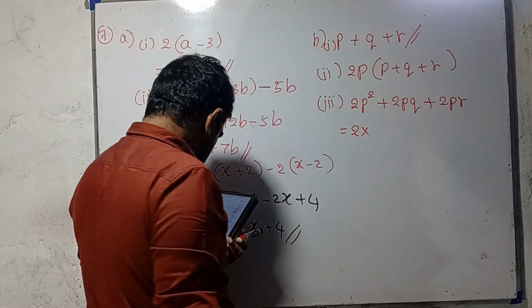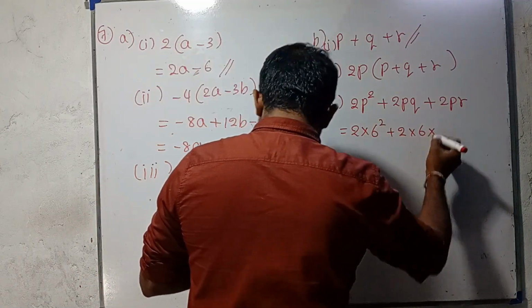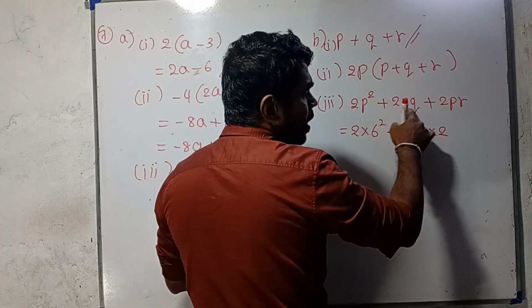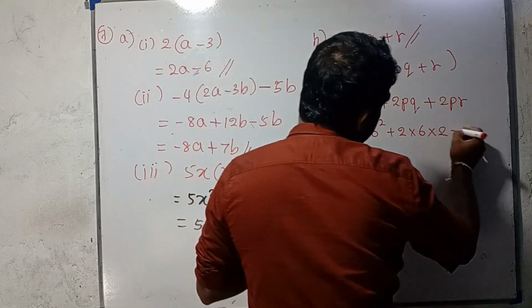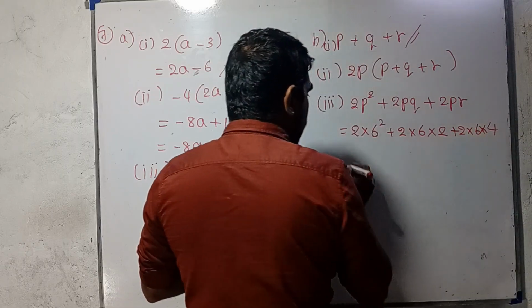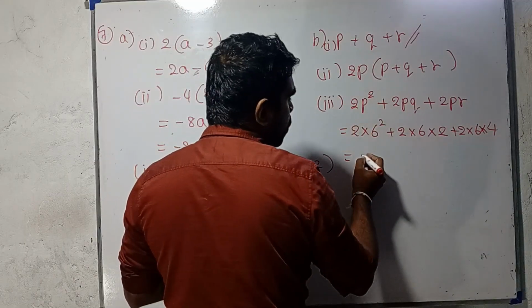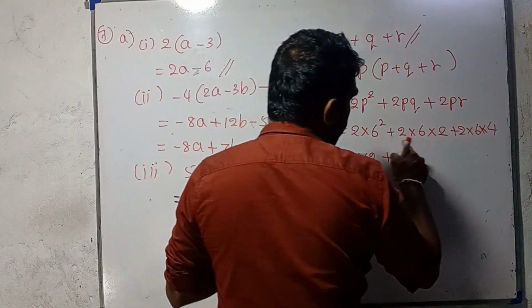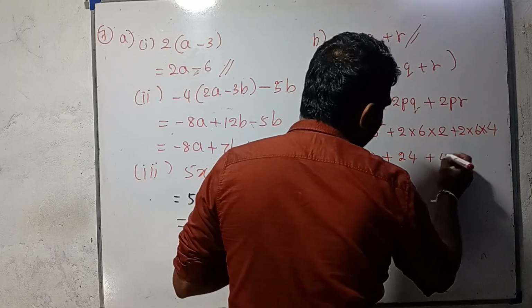2 into P value is 6. 2 into P value 6, Q value 2. There is a product, therefore we have to put multiplication marks between all these terms when substituting values. Plus 2 into P value 6, R value 4. Before adding we have to multiply first. 6 squared 36, 36 into 2, 72. Plus 2 into 2, 4, 4 into 6, 24. Plus 2 into 6, 12, 12 into 4, 48.